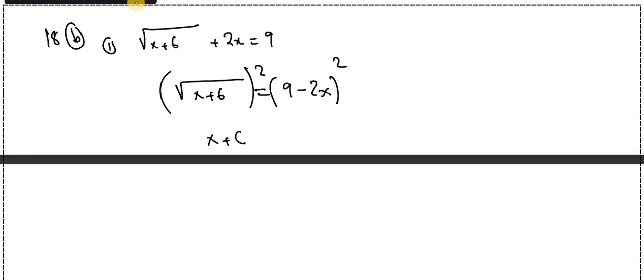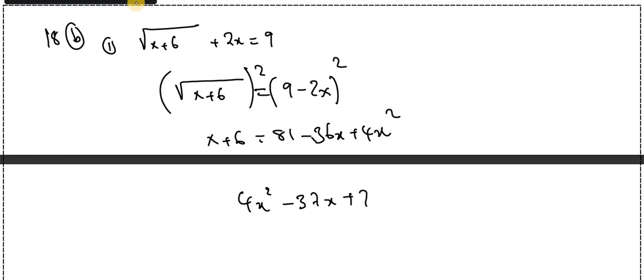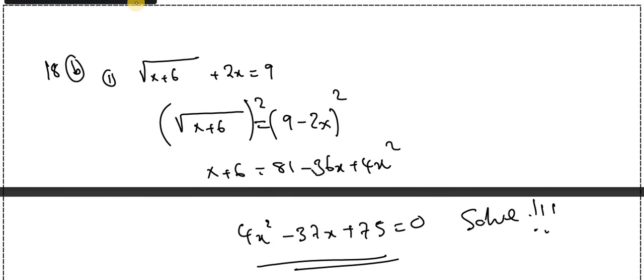This will give you x plus 6. This will be 81, then minus 36x, then plus 4x squared. This is going to be 4x squared minus 37x. Then this goes to this side. We're having 81 minus 6, that's 75. So this gives you that. Then you can just solve this and finish it off. Then check the answers that you're going to get. I think I should be leaving them halfway for you. The second one is the same thing we've done.